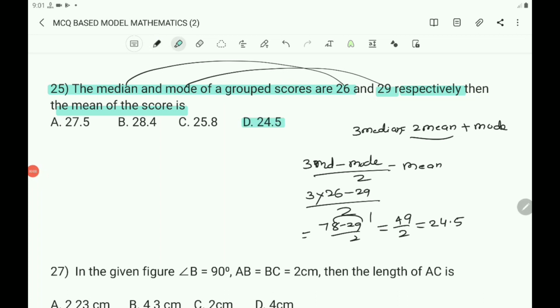So mark the answer 24.5. Here you must know this relation: 3 median equals 2 mean plus mode.